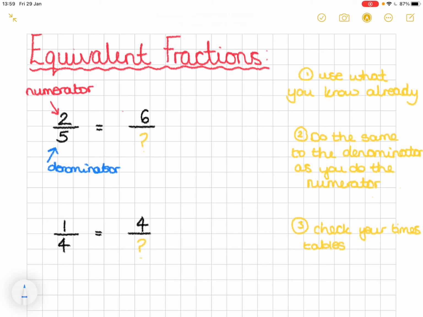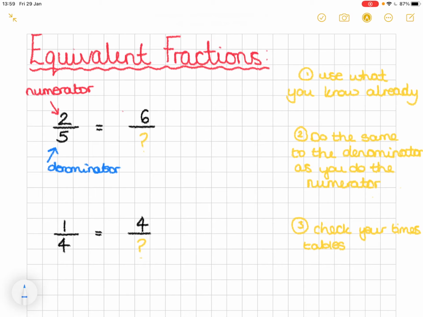Okay, so we will refer to numerator and denominator. They are technical vocabulary for this topic within maths. You will hear them a lot, so the more we expose you to them and the more comfortable you get with using those words, the easier everything will be for you. So if we start off the first step, use what you know already.